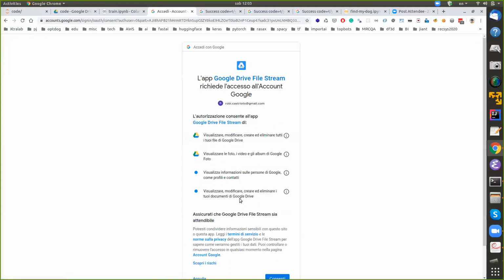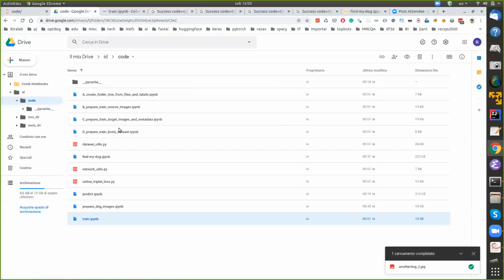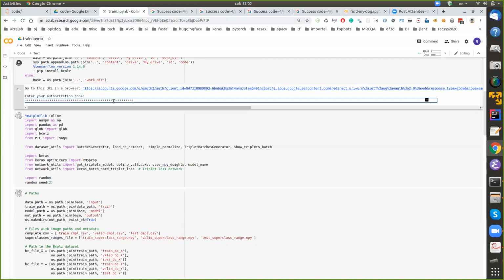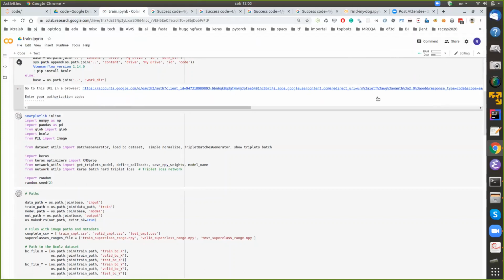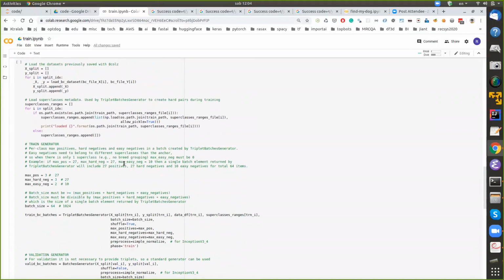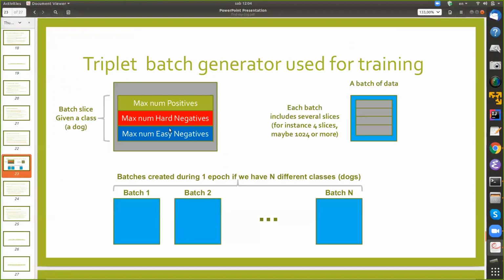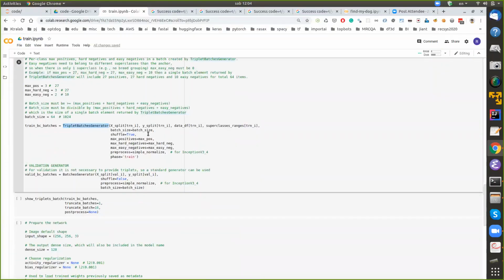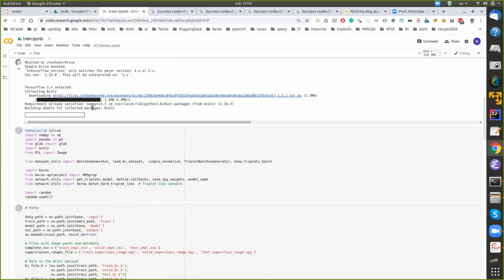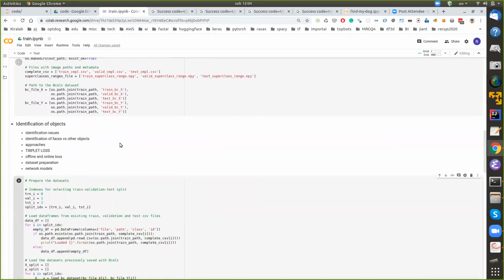So let me check. Okay, my goal was to go to the cell where I prepare the triplet generator and show you the images that I obtain at each batch. This is probably easier to grasp than the slide that I used. So let me check. Still downloading and installing. You see that here.